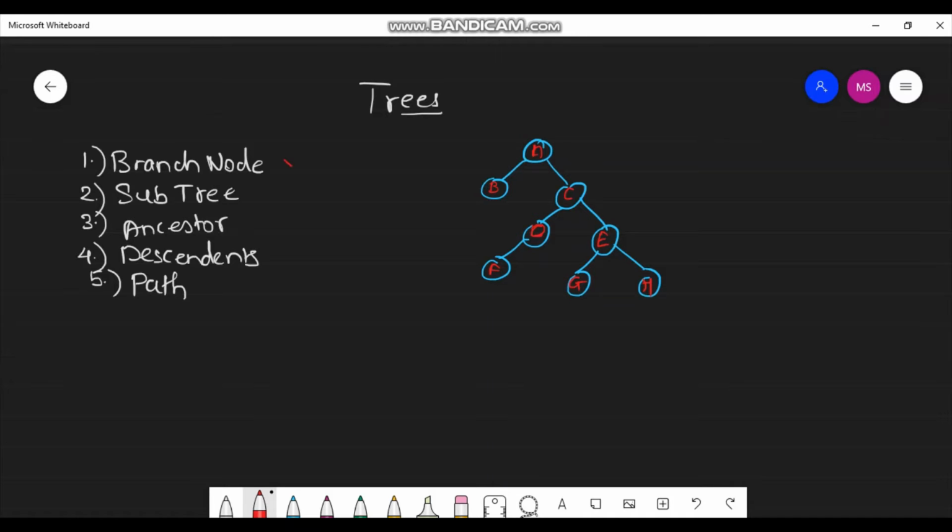So what is branch node? Branch node is just any node which has at least 1 child node. So this is the branch node. So what is a subtree? I can mention this has the subtree. This is the whole tree, but this has the subtree.